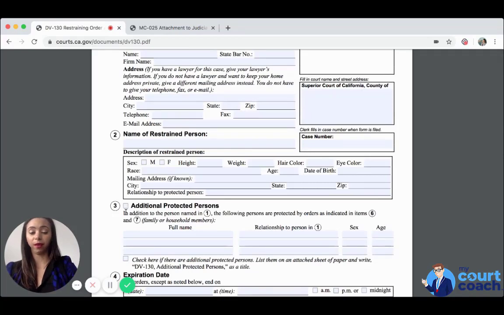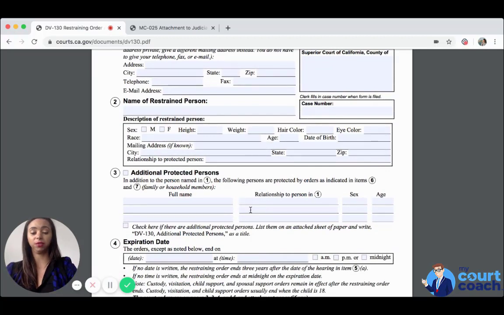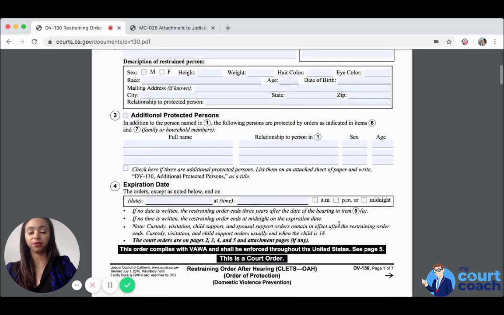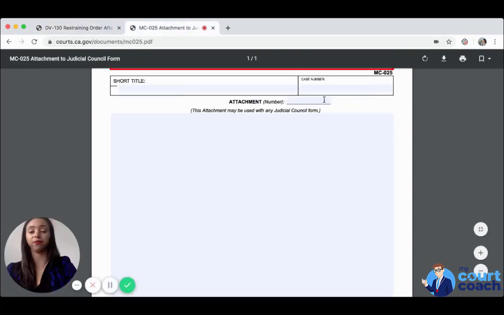So for number 3, we have the additional protected persons. We would list those individuals on here. We just assume that the court would grant that request. If the court doesn't grant that request, the court will usually slash the name and that whole entire section and initial next to it. And then if there are additional persons that you are requesting to protect, then you should use your MC-025 and just type in DV-130 and then type in other persons to be protected.